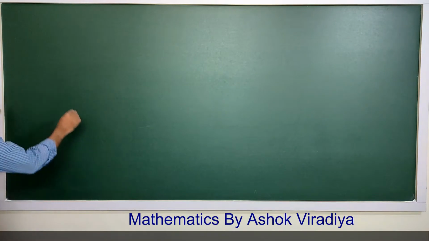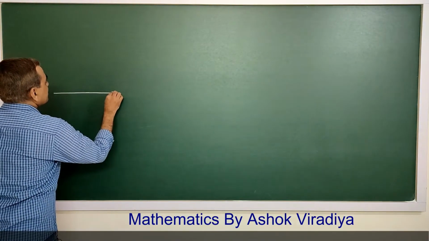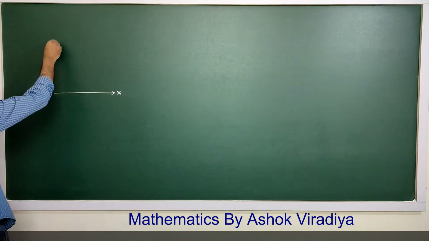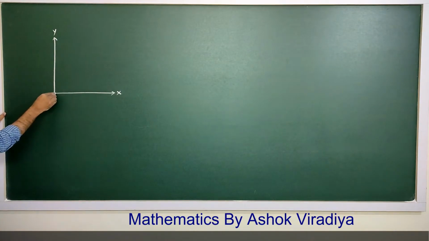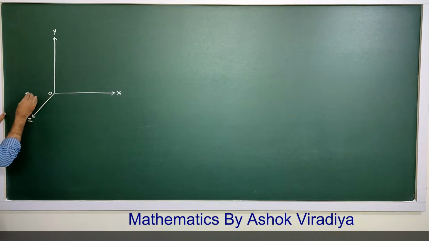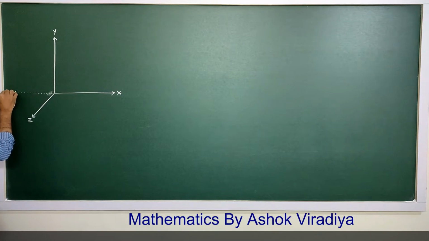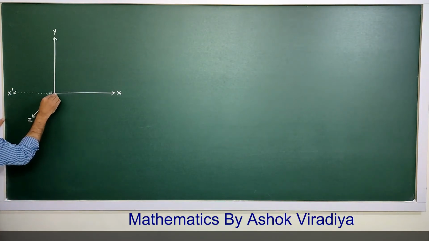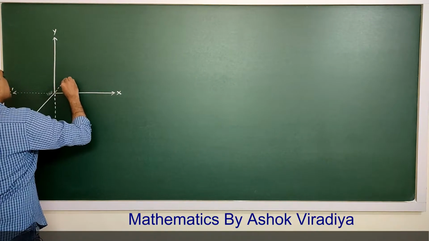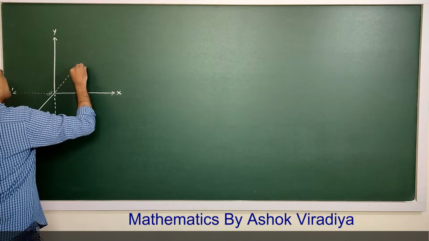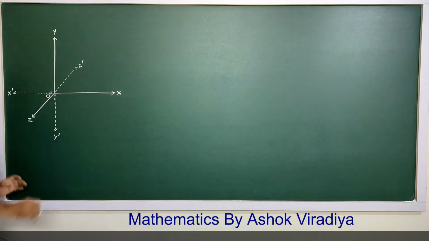Now see, when we take the axes, this line is the x-axis, this line is the y-axis, this line is the z-axis, this is O. This side is the negative direction of the x-axis, we say x dash. This is the negative direction of the y-axis, we say y dash. This is the negative direction of the z-axis, z dash. This is the origin.